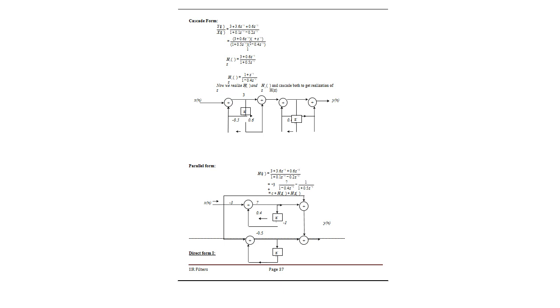So now we have to realize H1 of z and H2 of z, and cascade both to get the realization of H1 of z and H2 of z. So that is x of n is shown here.